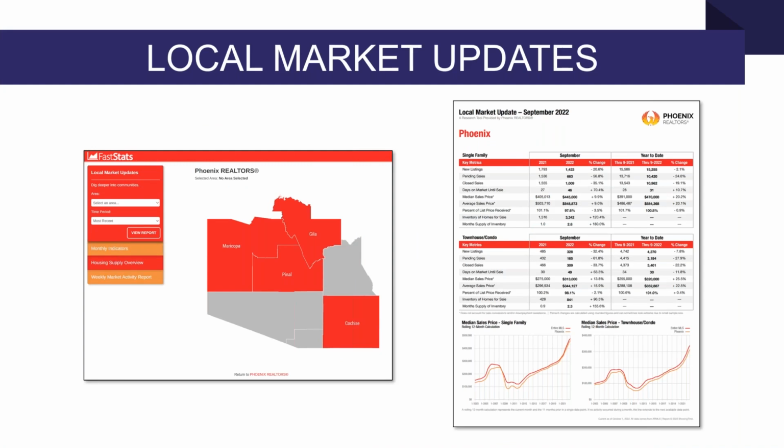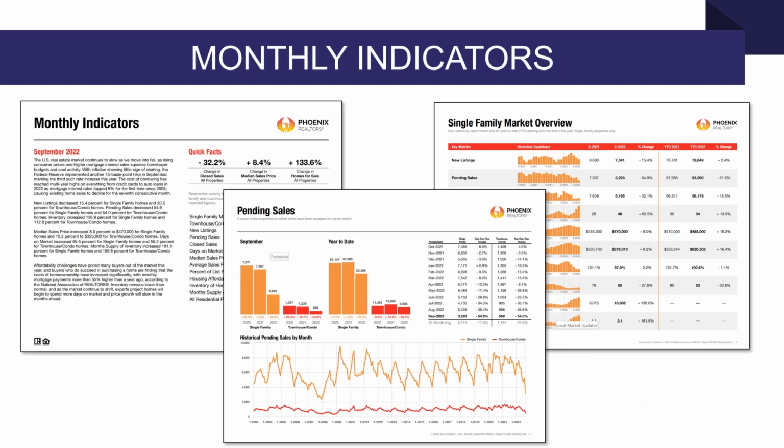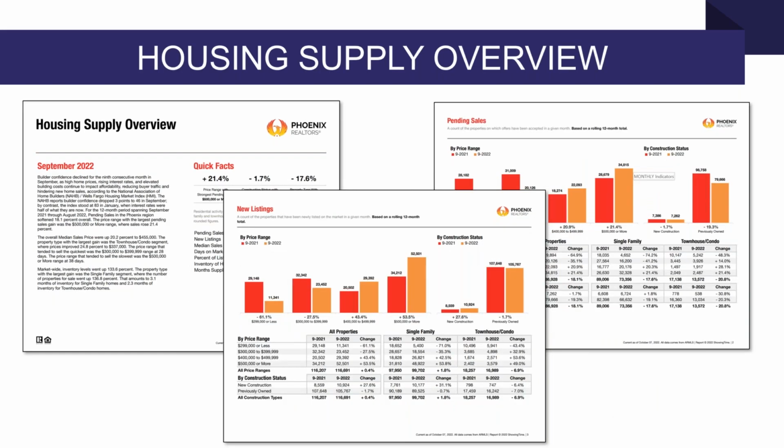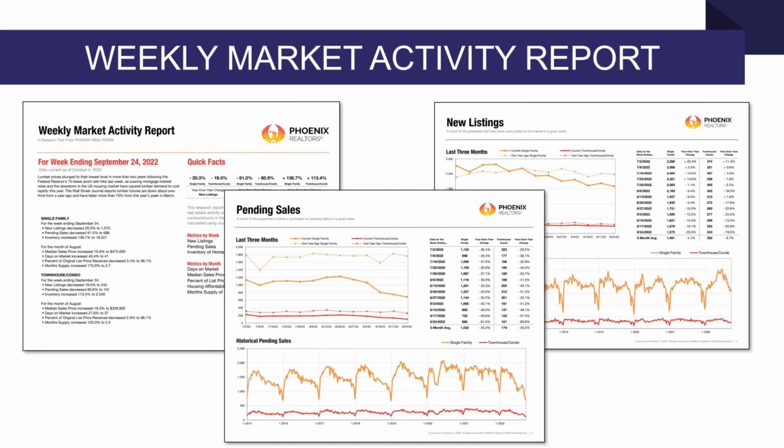So again, to summarize, the local market updates, that one-page executive summary view, zip code, city, and county level, gives you all your metrics and data on one page. Monthly indicators is that 50,000-foot view of the region, gives you a good sense of what's going on region-wide in the activity. Housing supply overview takes that and gives it to you in different market segments. So now you can see what's happening at different price points and the difference between new construction and existing. And then the weekly market activity report gives you more of a real-time view of what's going on in the market.